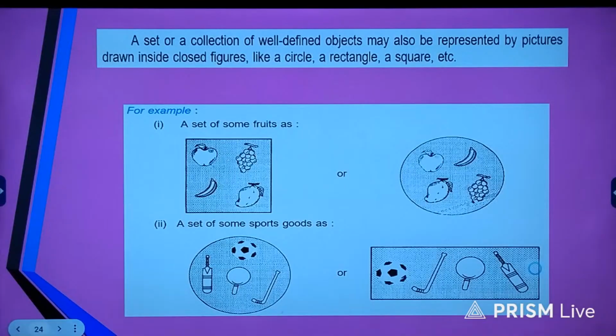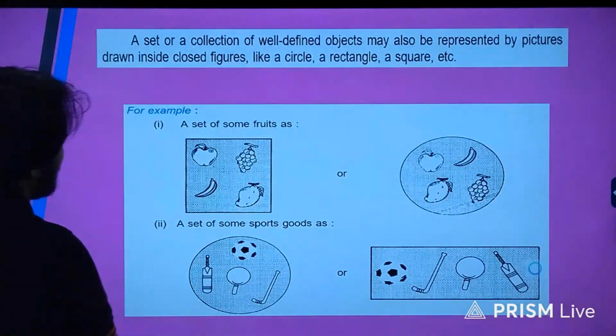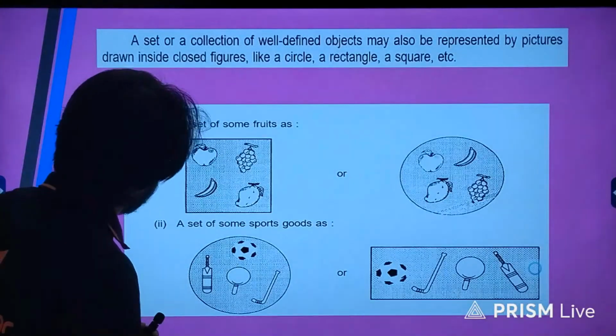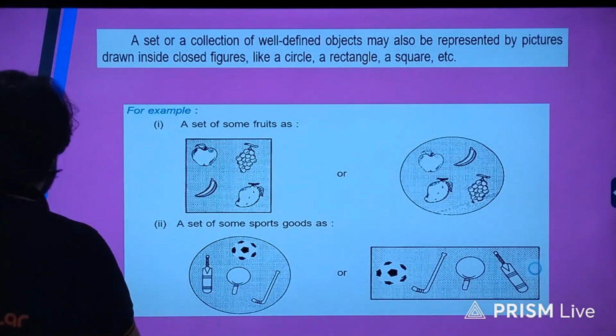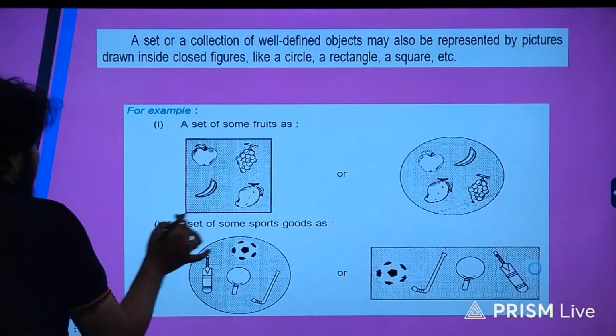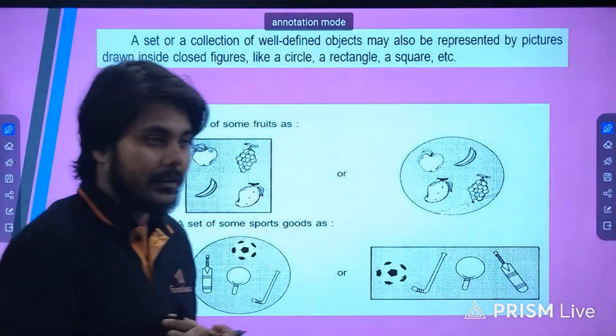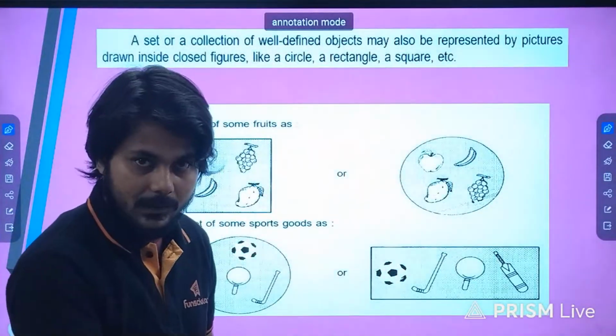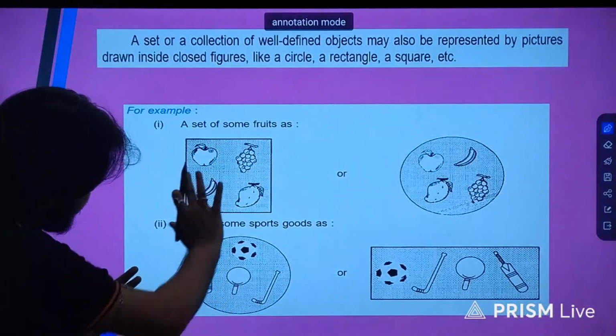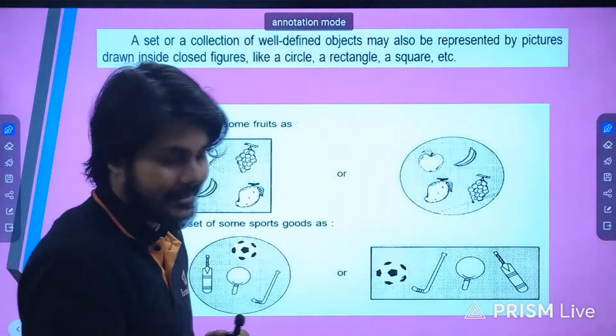Going to the next slide: a set, or a collection of well-defined objects, may also be represented by pictures drawn inside closed figures like a circle, a rectangle, a square, etc. This is an alternative way. By this way, we can also represent sets, by this pictorial representation.